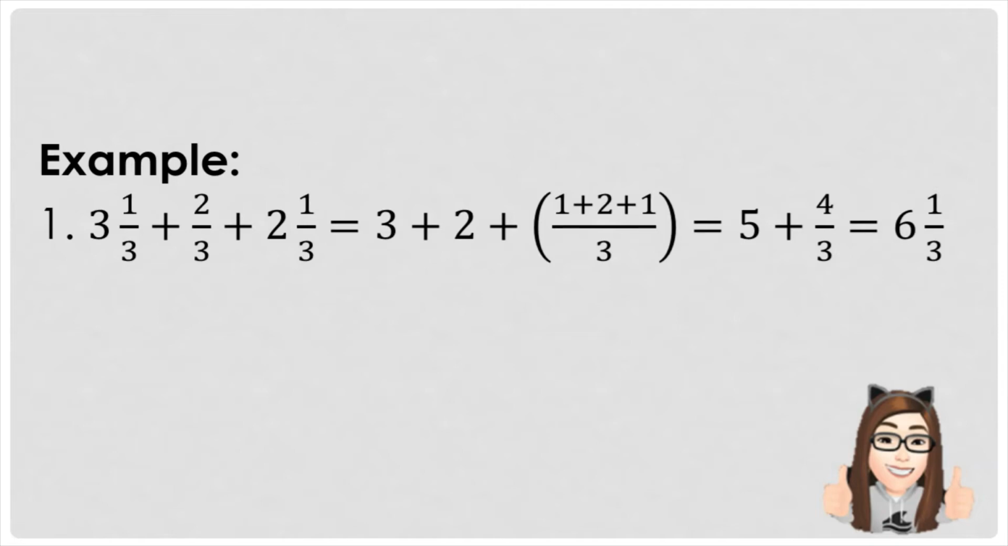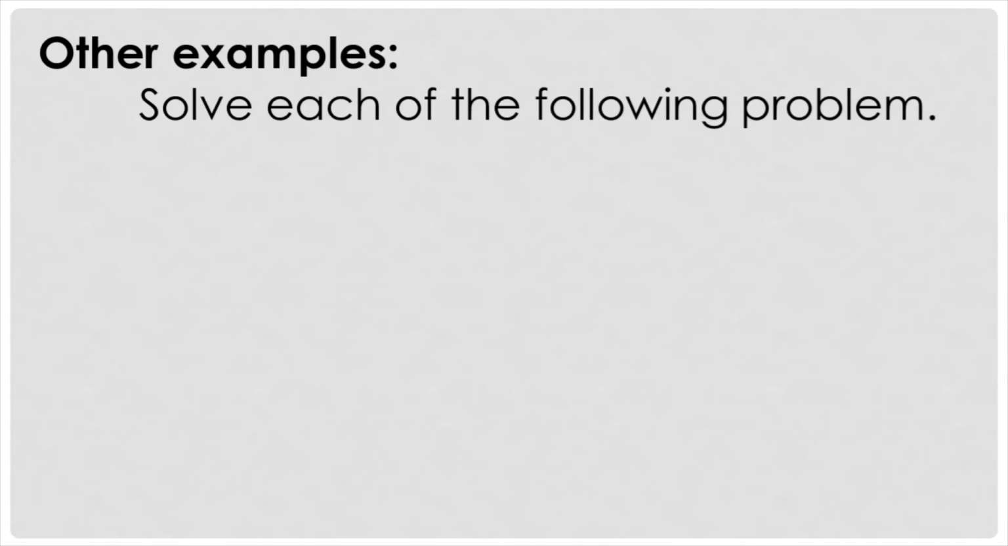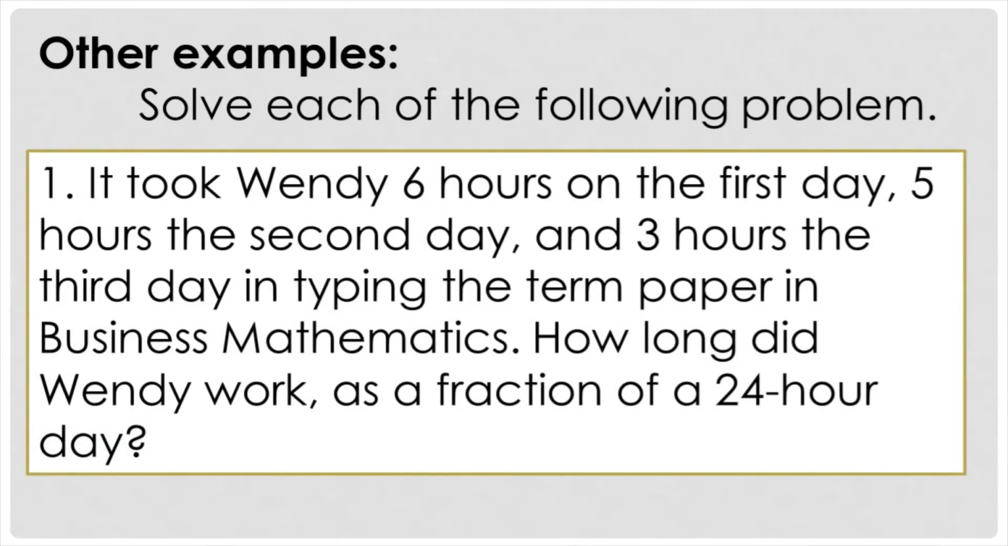Next, we need to add the similar fractions, which are 1/3, 2/3, and 1/3 once more. So we have 1 plus 2 plus 1 all over 3, which is equal to 4 over 3. Again, 4 over 3 can be expressed as 1 and 1/3. So we add 1 and 1/3 to 5, and that is equal to 6 and 1/3. Other examples are given as follows. We have to solve each of the following problems.